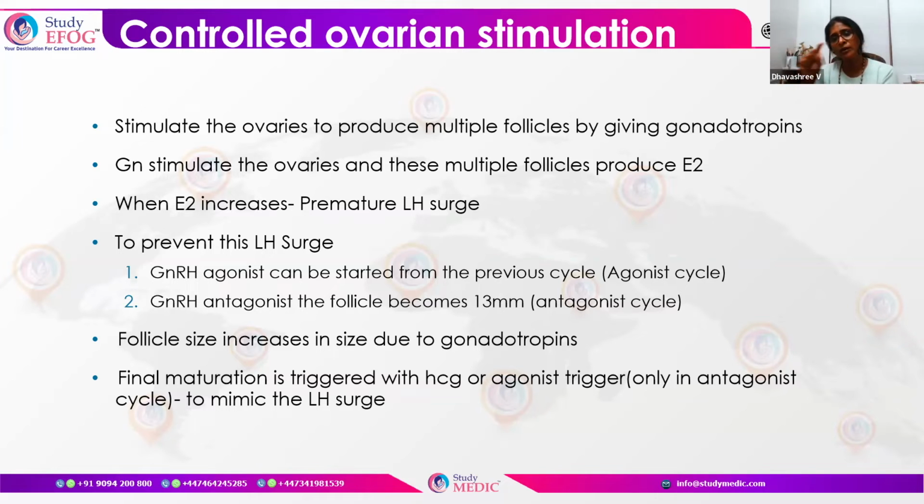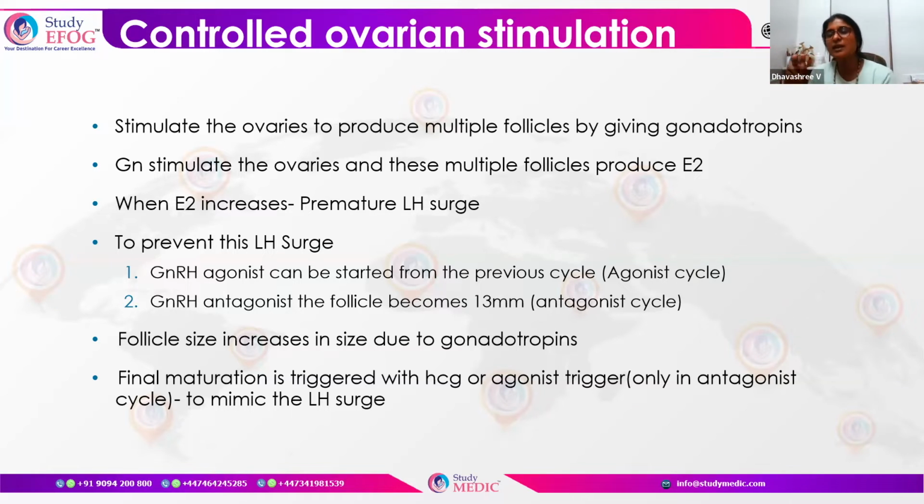So when an agonist is given for a long time, it basically suppresses the LH surge. That is the reason why, in an agonist cycle, we normally start it in the previous cycle. That is what is called the agonist cycle. So this is one way of suppressing the LH.